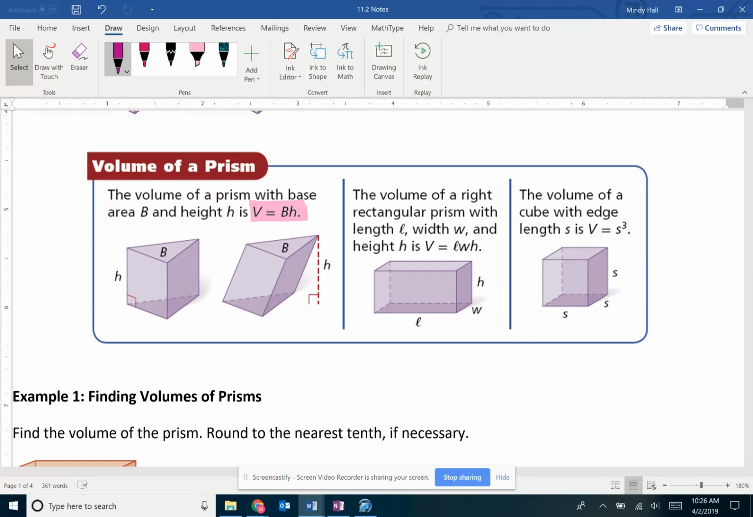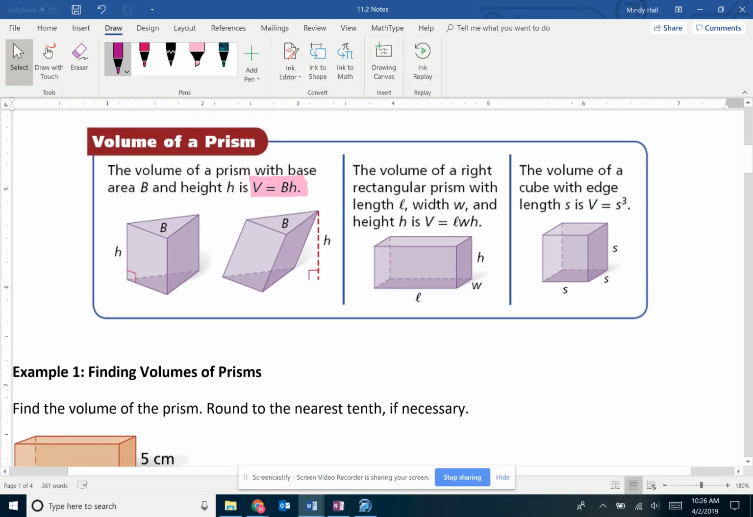So for volume of prisms, there's one main basic formula, and that is the base area B times the height. So volume is base area times height. And if you think you might forget what the big B is, you can also just write it out here. I know for me it makes it a little bit easier just to write what things are in my own handwriting rather than trying to reread sentences.